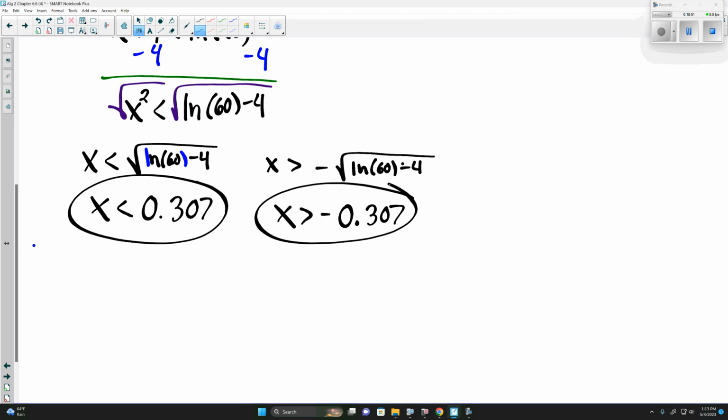I did that on purpose. Because since we changed the radical from positive to negative, we have to flip the sign to adjust for that change. So really what we're saying here is that negative 0.307 is less than x is less than 0.307. We have a very narrow window of where this actually works.